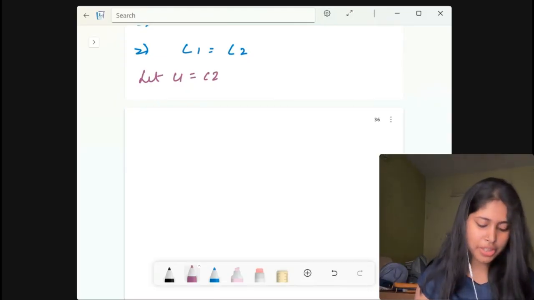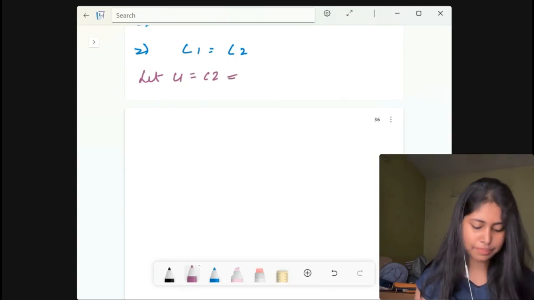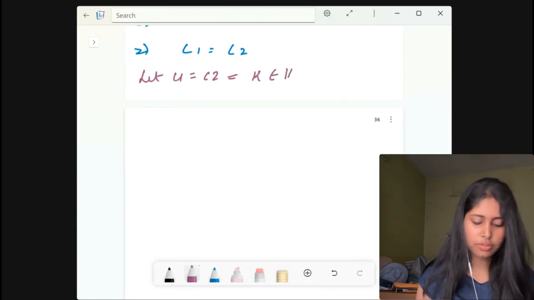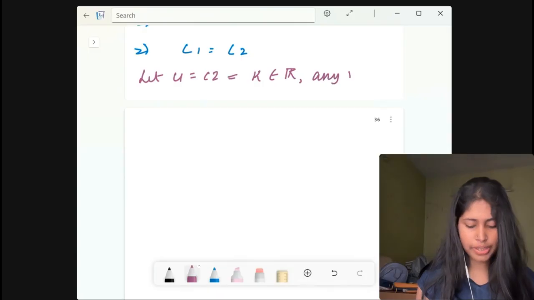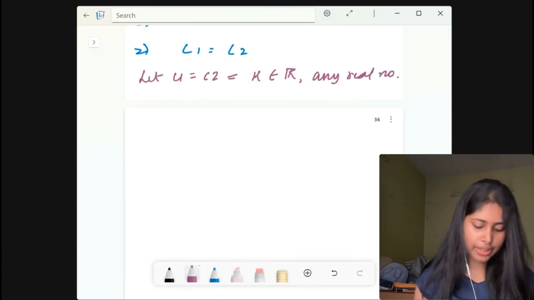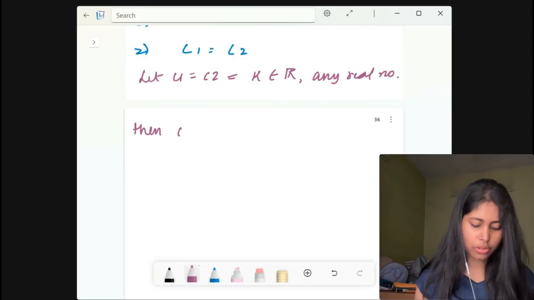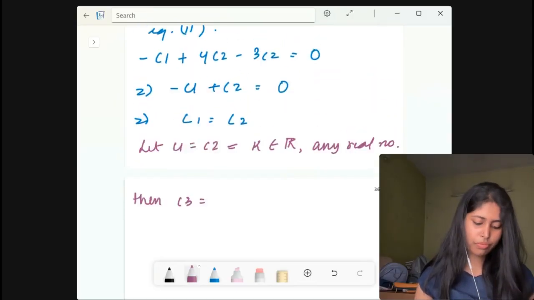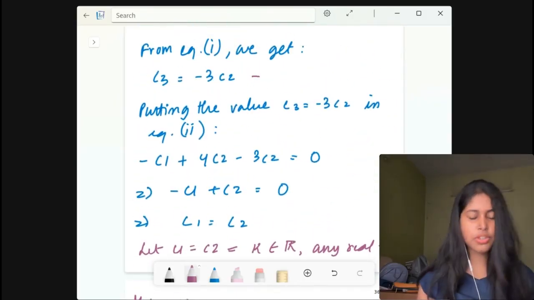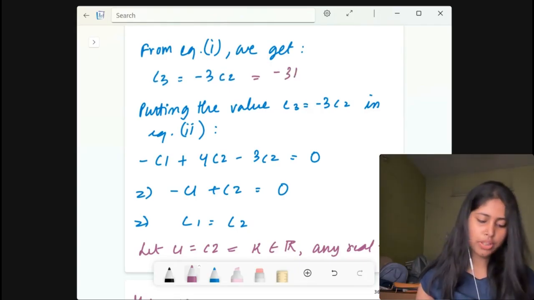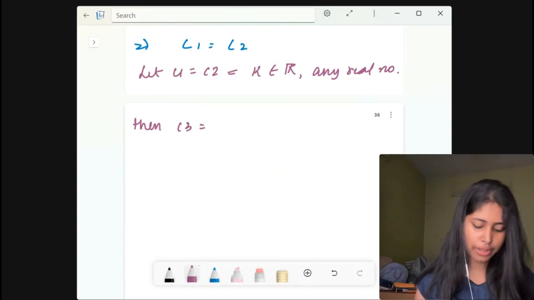Okay, so let C1 is equal to C2 to be K, which belongs to R, which means any real number. Then C3 will be what? C3, what did we derive? C3 is equal to minus 3C2. And what is C2? C2 is K, so it will be minus 3K. So let me write it: C3 is equal to minus 3K.